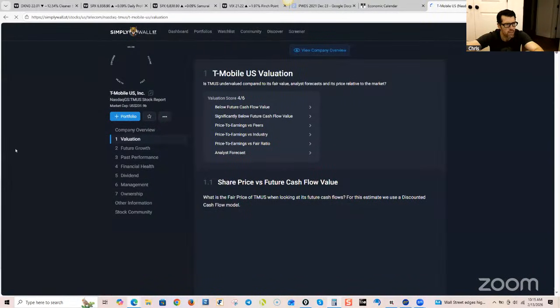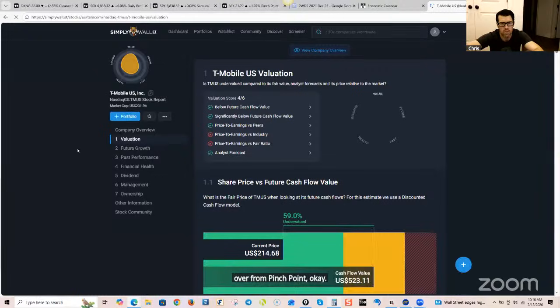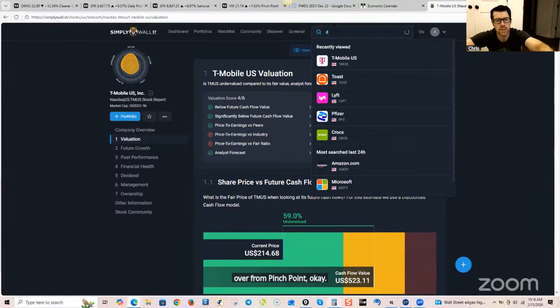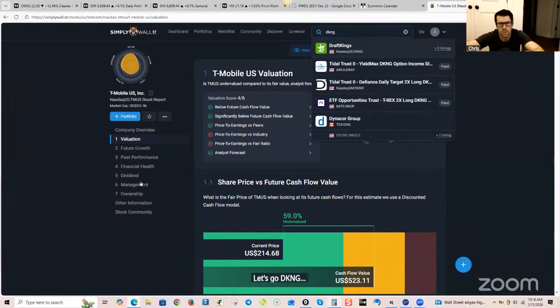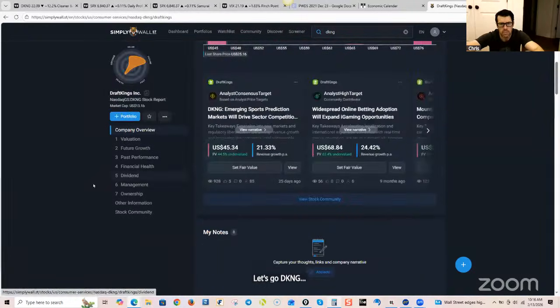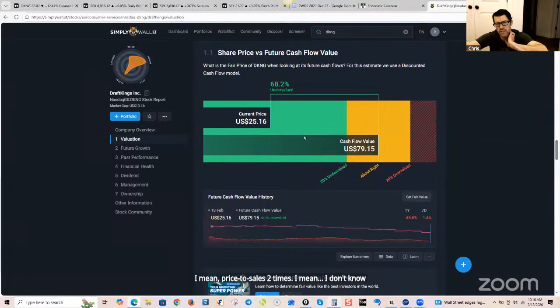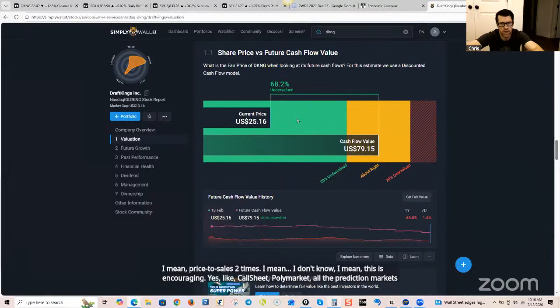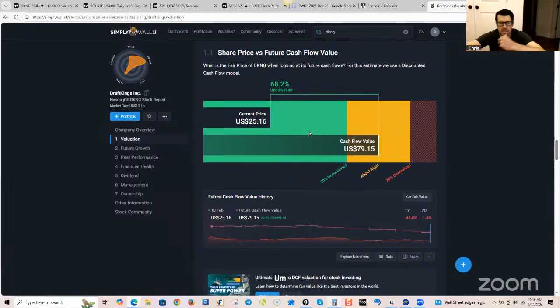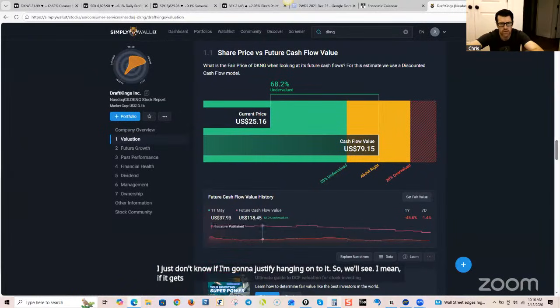Oh, from Pinch Point. Okay. Go DKNG. I mean, price to sales 2 times. I mean, this is encouraging. Yes, Kalshi, Polymarket, all the prediction markets are kind of eating DraftKings' lunch right now. Is it true that they ended up removing betting on college sports? I don't have any sports betting apps. I feel like that's insane if they did. But according to this, fundamentally, it looks pretty strong. I just don't know if I'm going to justify hanging on to it. So we'll see. If it gets assigned early, then I'll see what I can do to repair it.